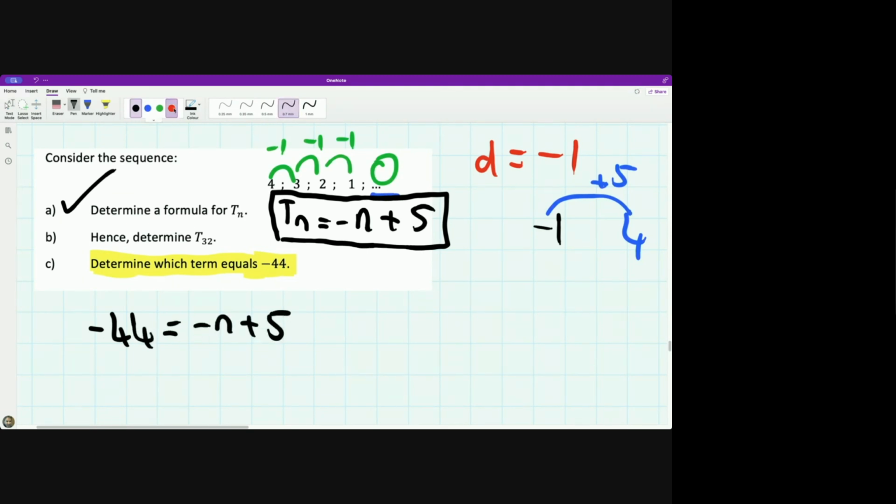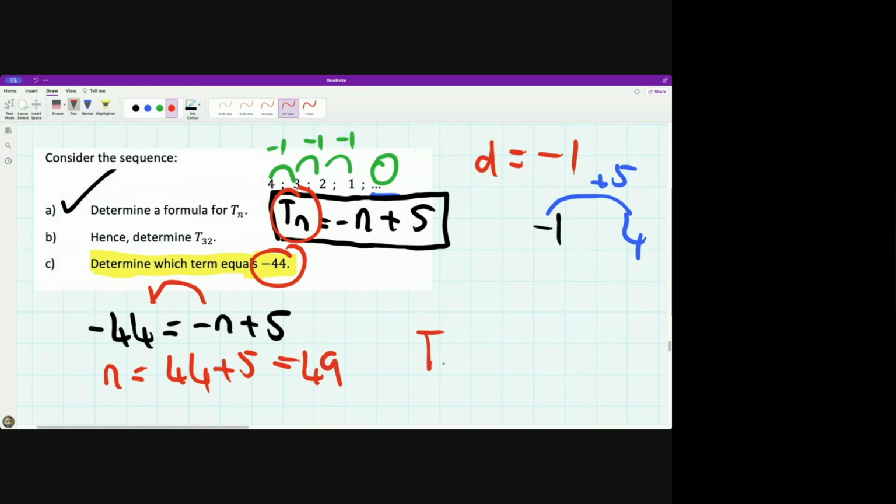So the key step is to replace this with that value. That's the thing I'll end up with. What n does it come from? So if I move this across, I get n. And if I move minus 44 across, I get 44 plus 5, which is 49. So T49 is equal to minus 44.